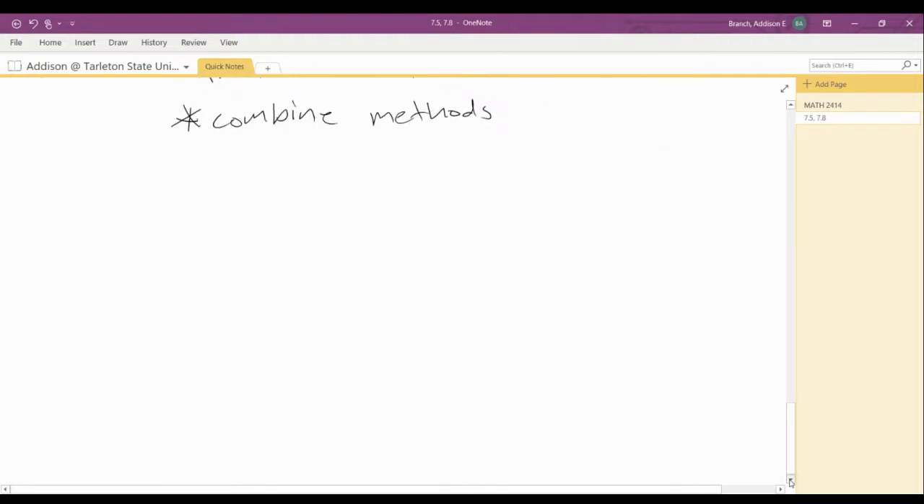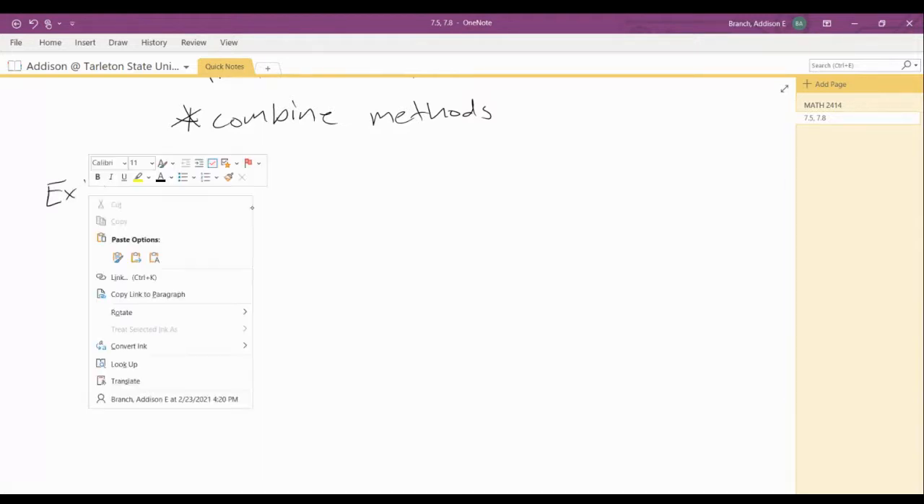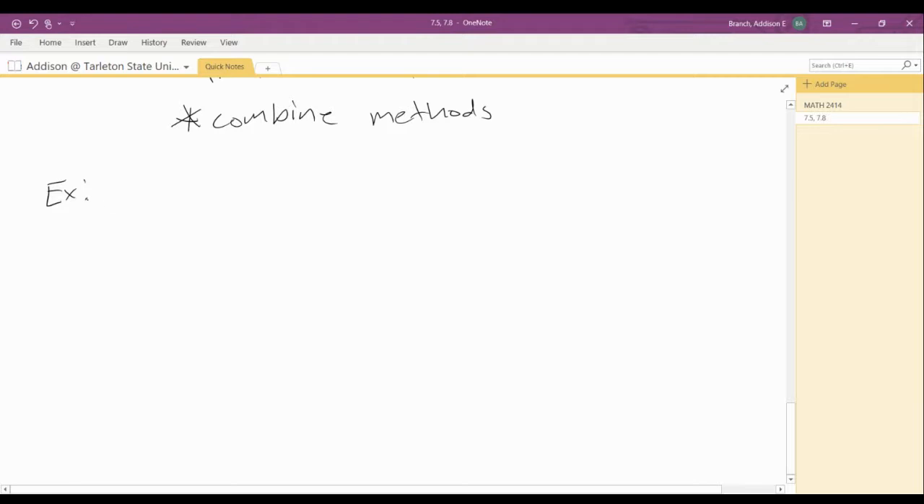So I want to try a couple of examples and show how we can work through this. For our first example, we want to integrate e to the arctangent of y over 1 plus y squared dy.